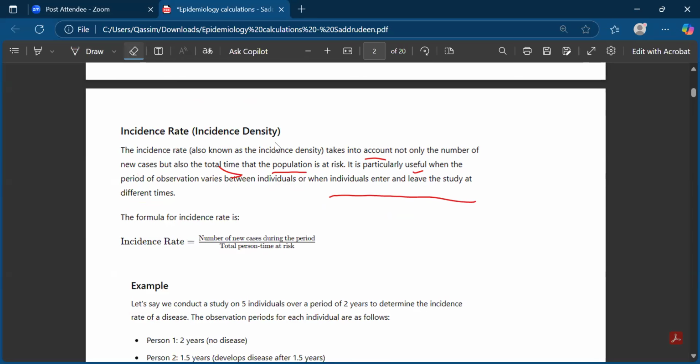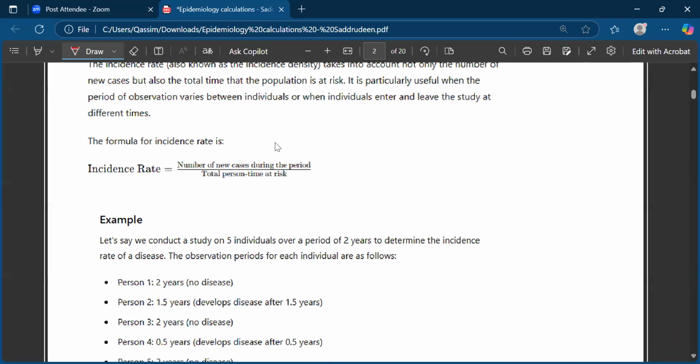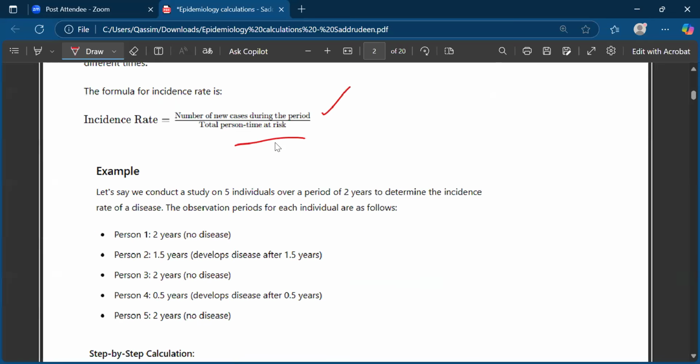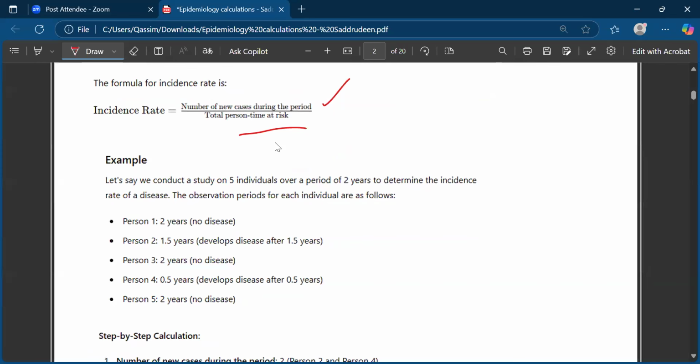So let us look at an example, okay? So remember, it is just the number of new cases during the period and the total person time at risk. You're going to understand how you're calculating it. So let's say we have 5 individuals. Normally, even the ComHealth notes, they normally provide this example in the lecturer's notes. So we have 5 individuals. We are studying them maybe for a period of 2 years to determine the incidence rate of a disease in these 5 individuals.